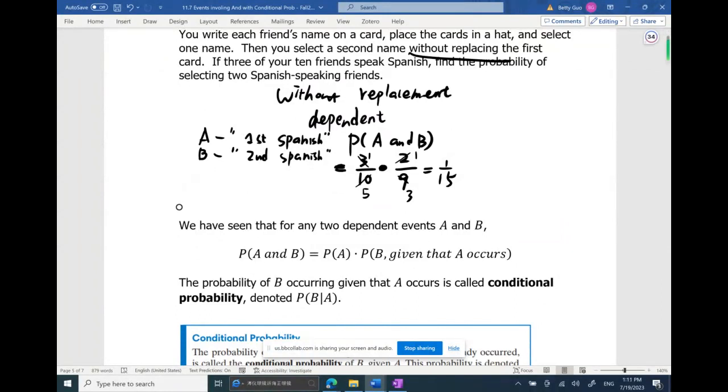In the case where A and B are not independent, they are dependent, then I would recommend you try to think of the fundamental counting principle. So 2 steps. The first step is to pick the first Spanish-speaking friend, right? So the chance is 3/10. Multiply by the second step. Pick another Spanish-speaking friend. However, you only have 9 friends left. Among the 9 friends, you only have 2 of them who speak Spanish.